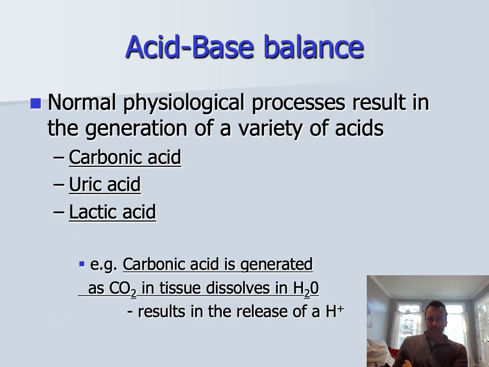We'll finish here with acid-base balance. As we talked about, the normal physiological processes result in the generation of a variety of acids, such as carbonic acid, uric acid, lactic acid. For example, carbonic acid is generated as carbon dioxide in tissues, and can dissolve in water. This results in the release of hydrogen ions.